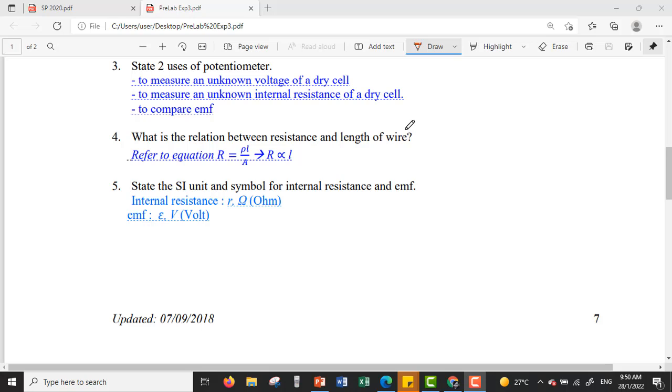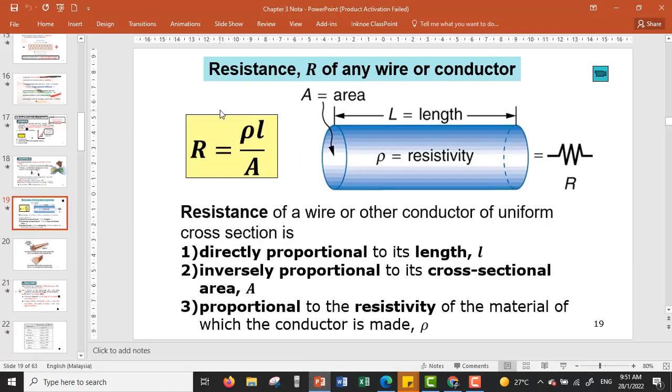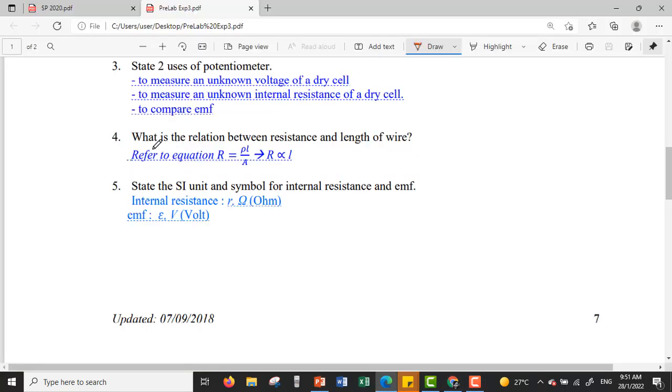Question 4, what is the relation between resistance and the length of the wire? If we recall the concept we learned in lectures, for the resistance R of any wire or conductor, R is equal to rho L over A. So we find that resistance is directly proportional to the length L. Referring to the equation R = rho L over A, R is proportional to the length.